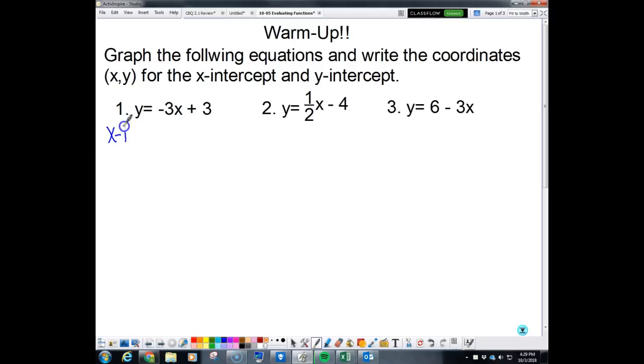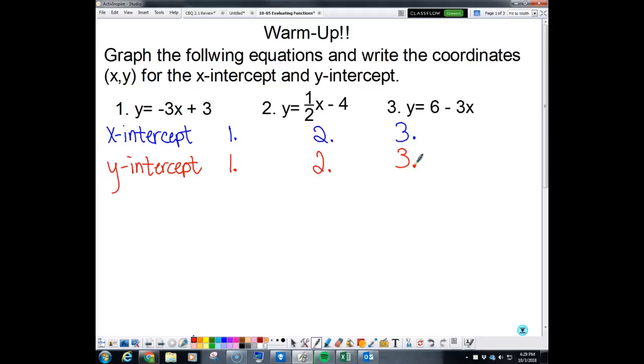And you should be writing it in coordinate form, right? X, y. So I'm gonna make the blue the x-intercept for number 1, number 2, and number 3, and then the y-intercept is gonna be in red for number 1, number 2, and number 3. Okay, so let's graph number 1. So it's y equals negative 3x plus 3. So go ahead and pause this and open up Desmos real quick.